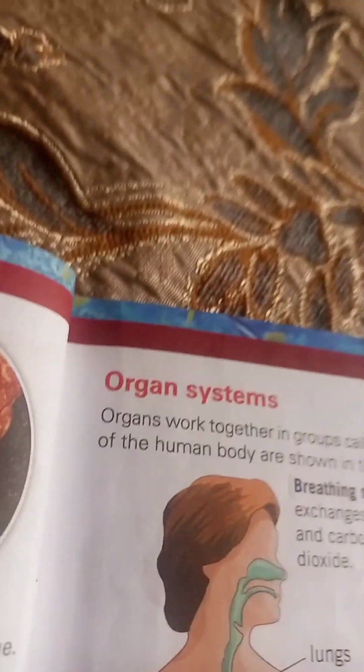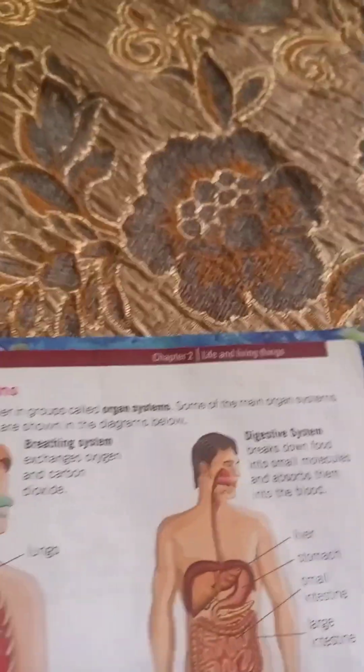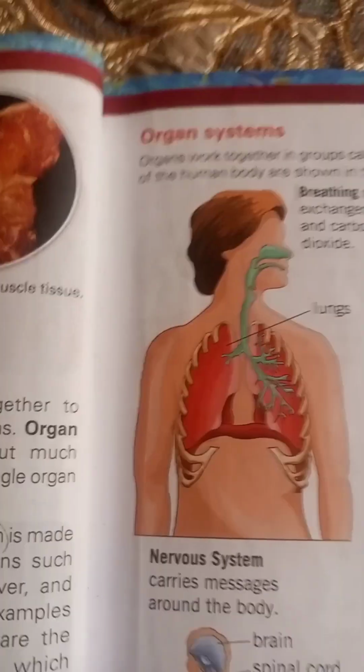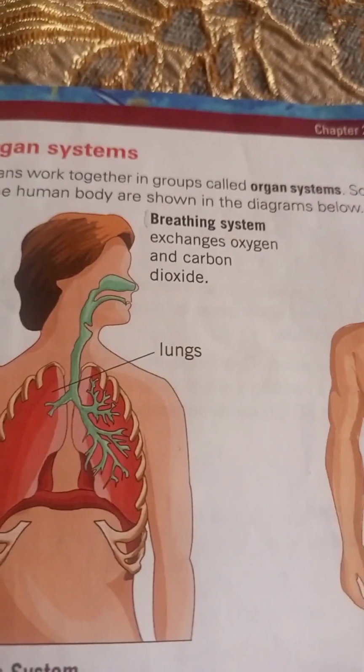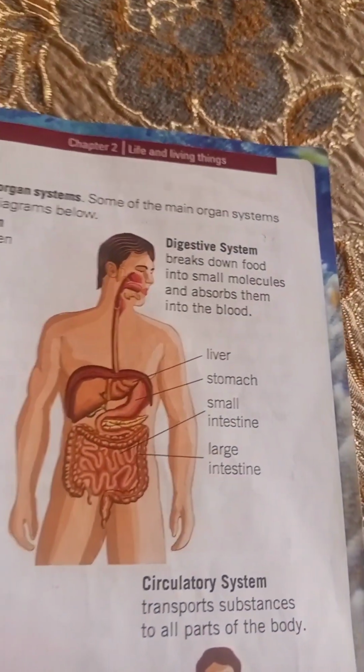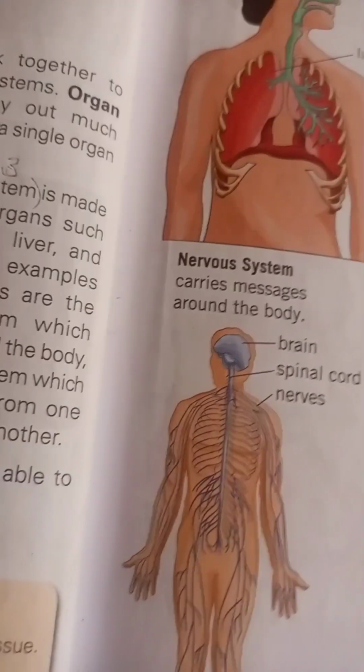Organ systems. Organs work together in groups called organ systems. Some of the main organ systems of the human body are shown in the diagrams below. First of all, we have the breathing system, which is how we breathe in air and exhale air. And then the digestive system, which is how we eat food and digest it.